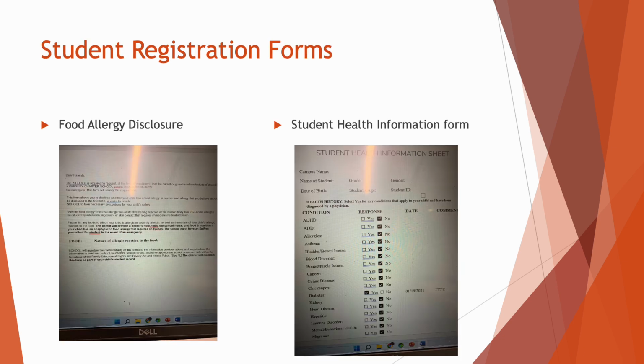At the beginning of every school year, school nurses should receive from parents and guardians food allergy disclosures and forms regarding the student's health information.